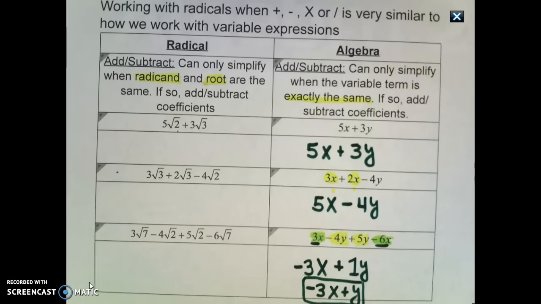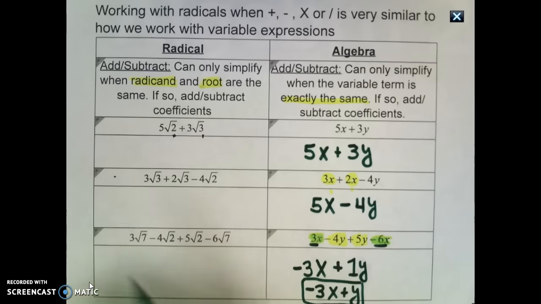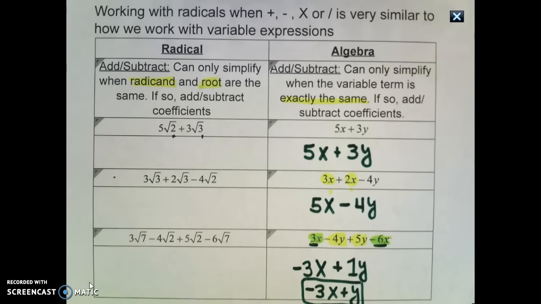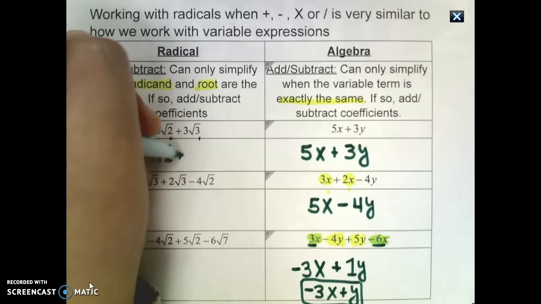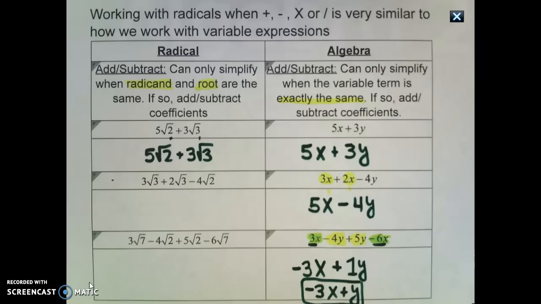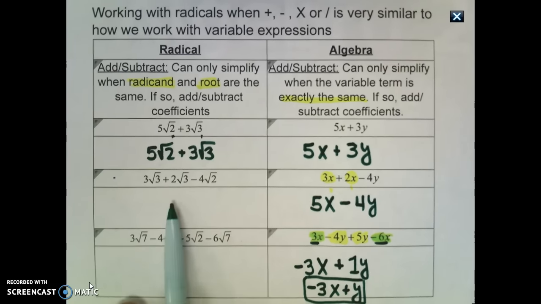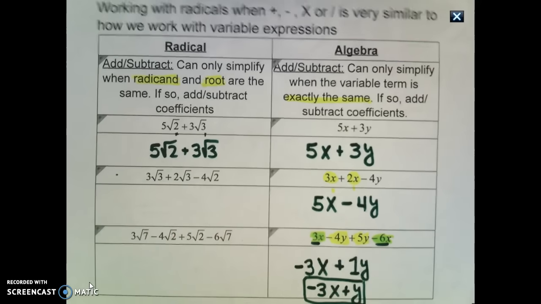Very similar. In the first one, we have a radicand of 2. That's the number inside the radical, and a radicand of 3. Because those radicands, or numbers inside the radicals, are not the same, I cannot simplify it. And so my answer would just simply be left as 5 root 2 plus 3 root 3. Kind of similar to what we did over here.